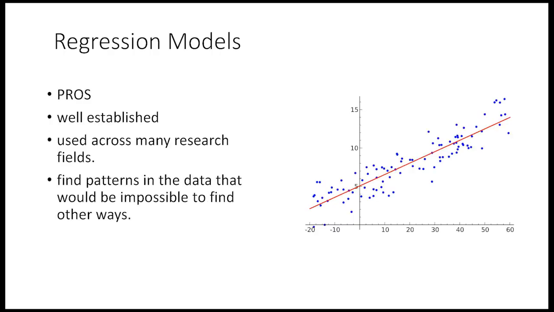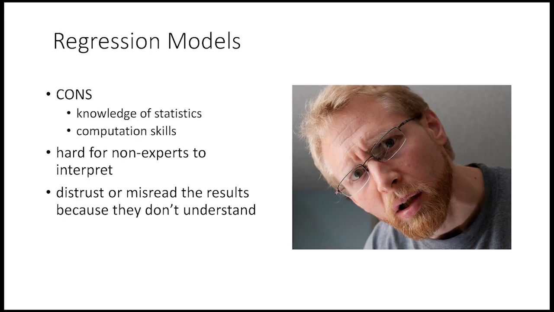Some of the pros of regression modeling are that it's a well-established statistical method. It's used across many research fields, and it helps you find patterns in the data that would be impossible to find other ways. Some of the cons of this method are that you have to know statistics and have some computation skills. It can be hard for non-experts to interpret, and sometimes this can result in distrust or misreading of the results because either the researchers or the people you're trying to explain it to don't understand.